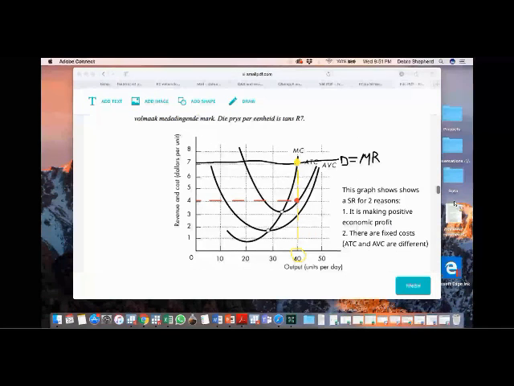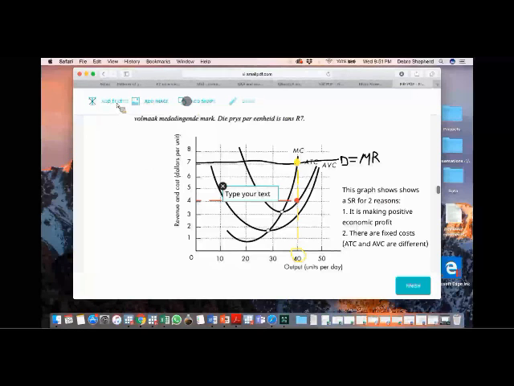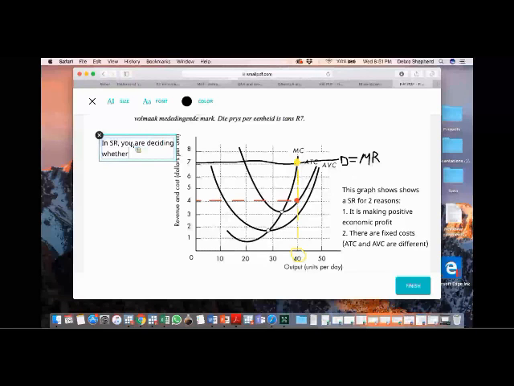In the short run, you are deciding whether to produce or not. Okay, so that's the decision to shut down or not to shut down. So shut down doesn't mean you exit. Shut down means you just decide to stop producing temporarily.